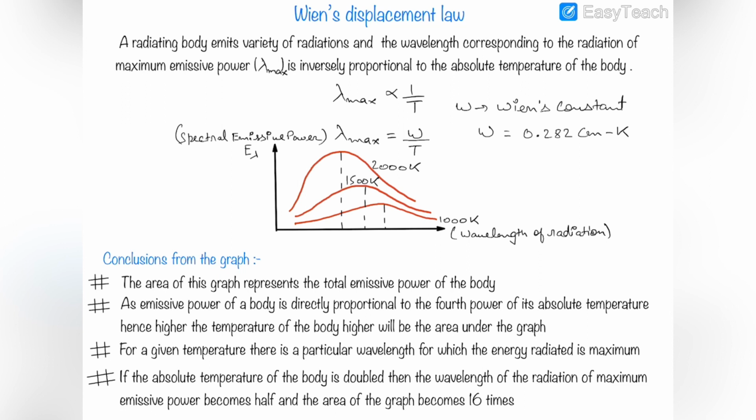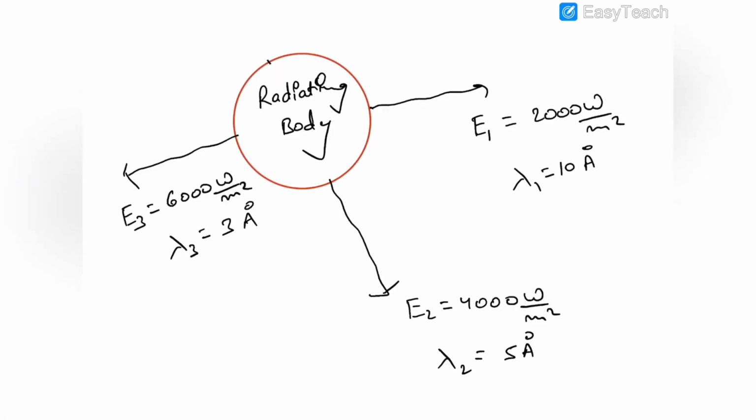In this video, we'll discuss Wien's displacement law. First of all, we know that each body whose temperature is greater than 0 Kelvin radiates some radiation of almost all possible wavelengths. It is a different matter that each wavelength has a different emissive power, but it radiates almost all possible wavelengths. Let me explain this Wien's displacement law with an example.